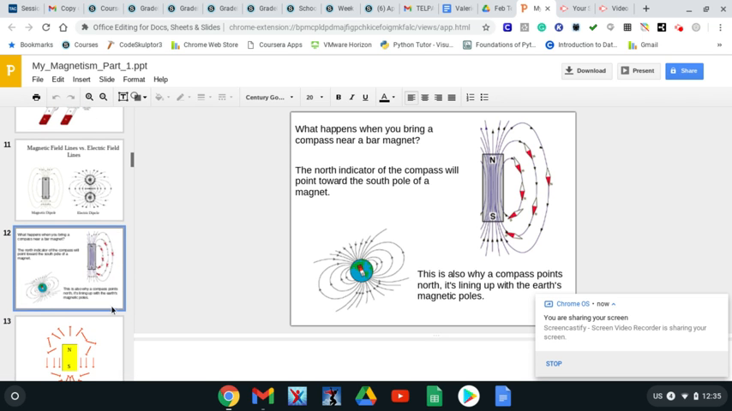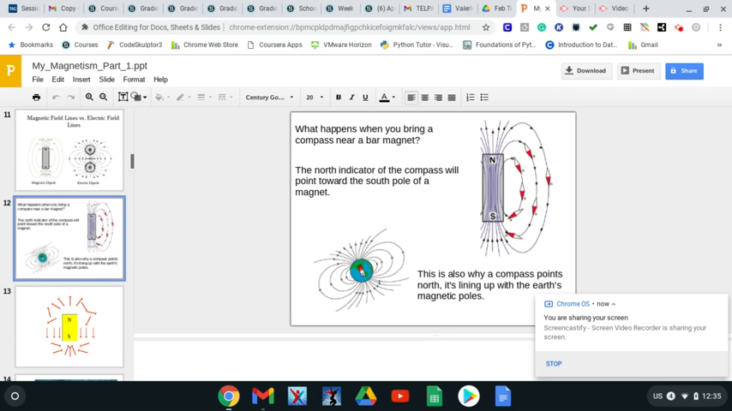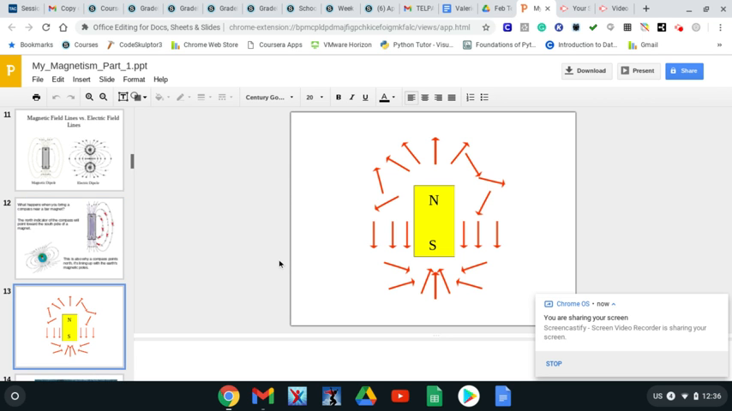Okay, and then we'll talk a little bit more about how these poles are created, and what it is that really creates a magnet. What's going on there? I know it is an electron that creates a negative field, and a proton that creates a positive one. But what's going on here? So we'll look at that in a little more detail.